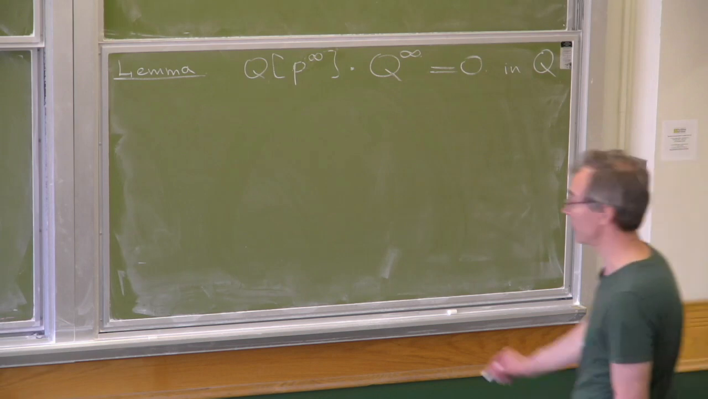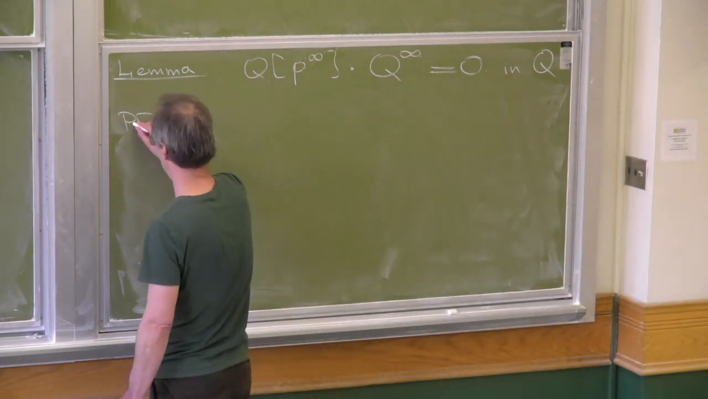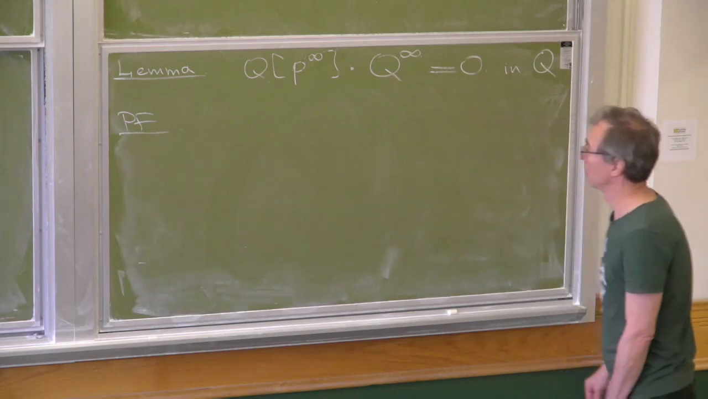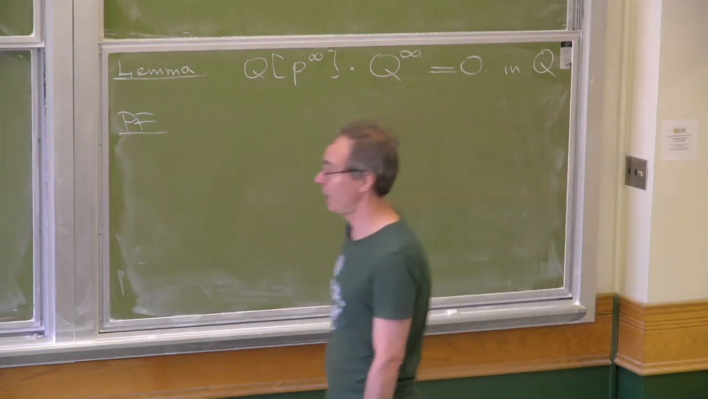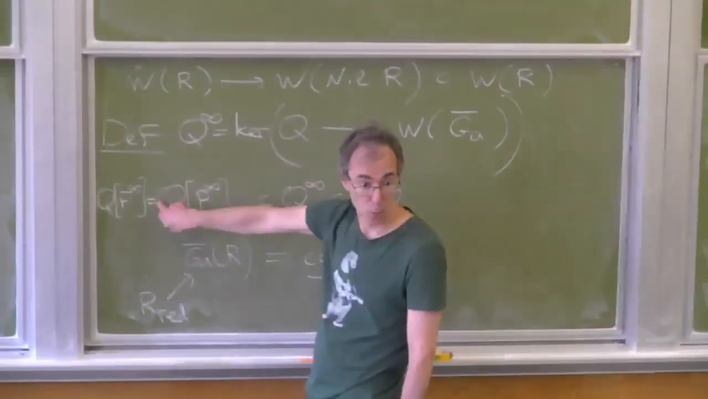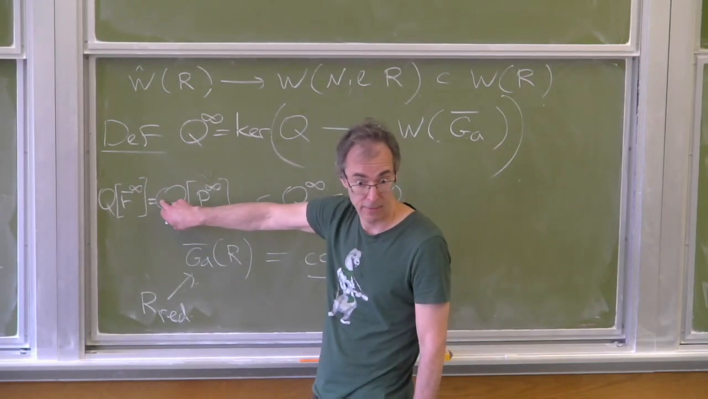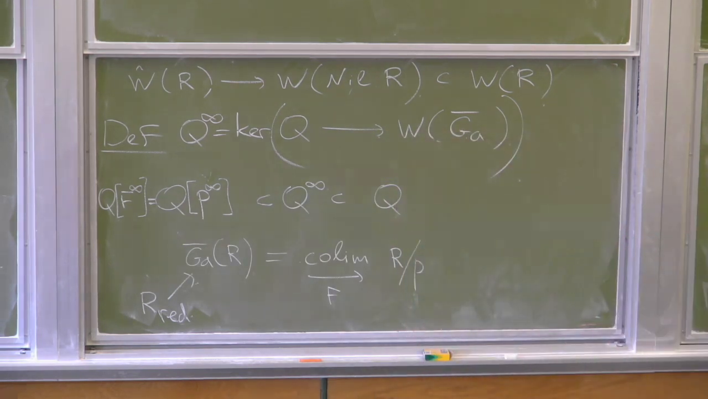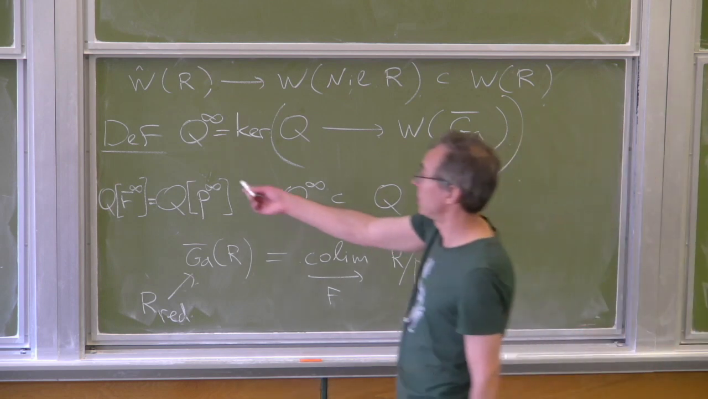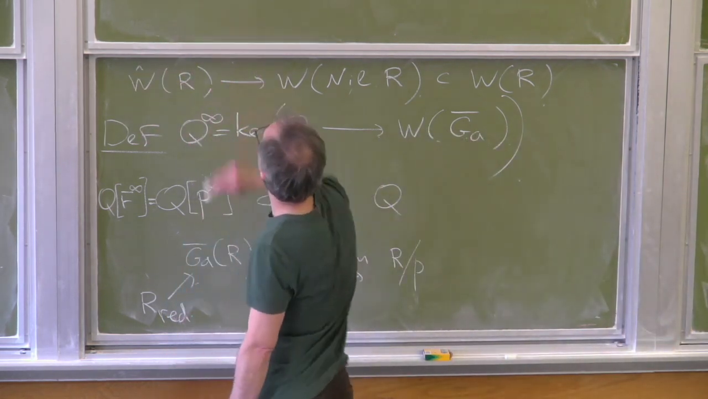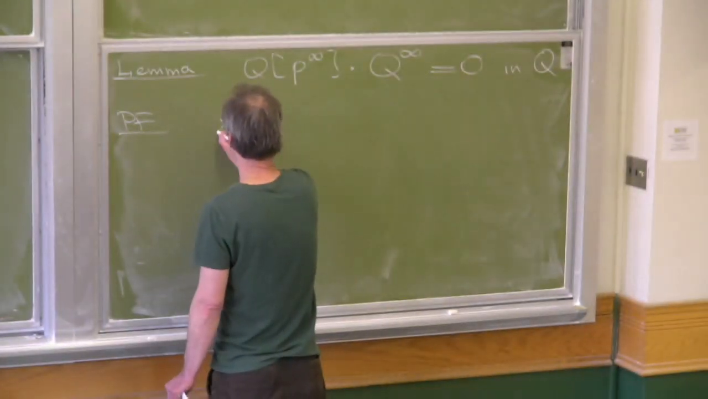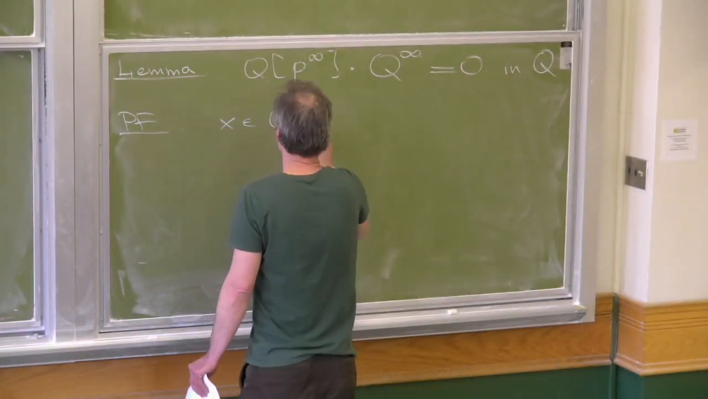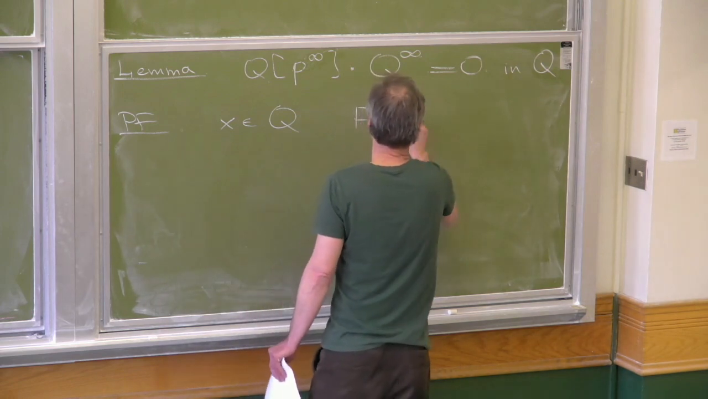So let's prove this. Maybe this equality follows from the fact that V check is injective. So suppose I have an element x in Q such that Fn of x is 0.